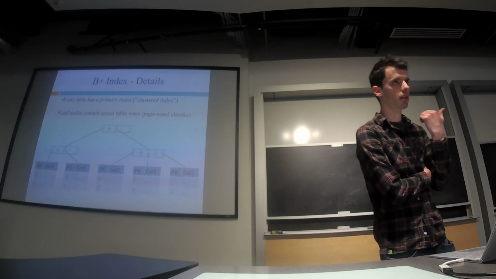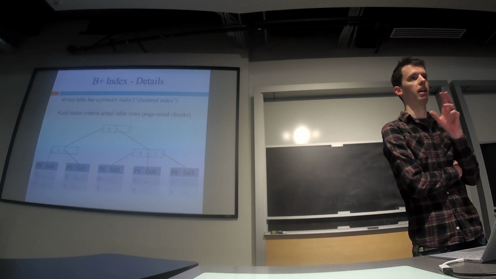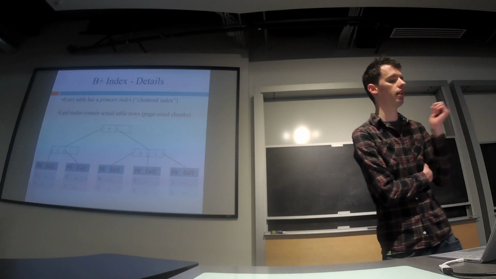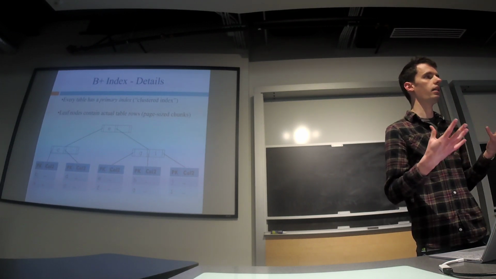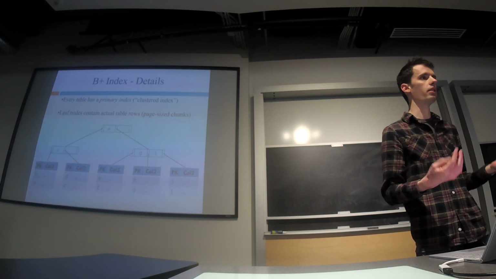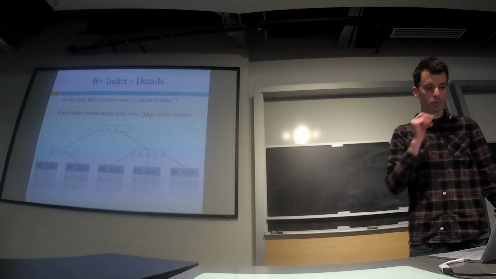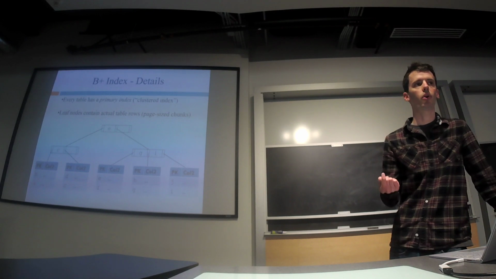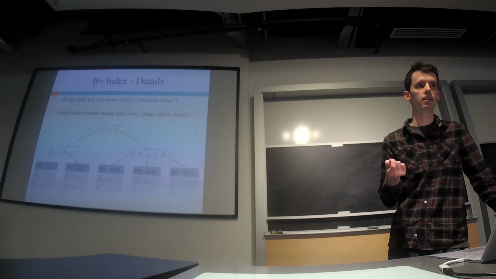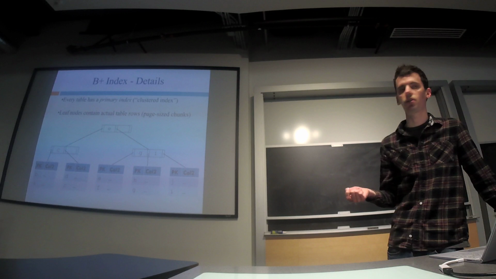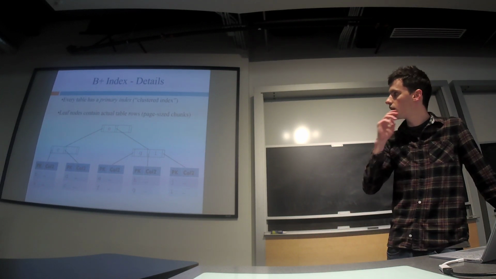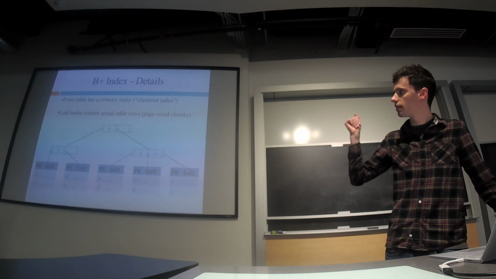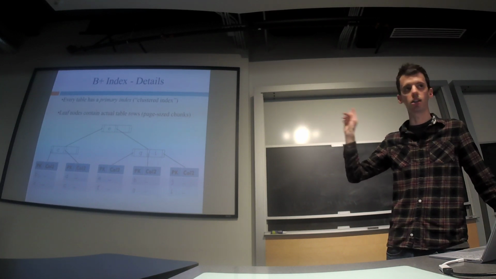This is also sometimes called a clustered index. So you may have heard that every table has a clustered index. That means this is the index that actually holds the table, like the actual records in the table. The way it works is the internal nodes hold just primary keys, and the leaf nodes hold rows in the table. Whatever the primary key is, it's these E and C and G, these letters.